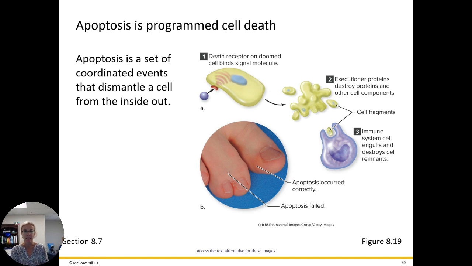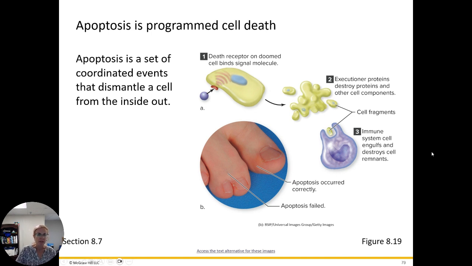So first we have a death receptor on a doomed cell that binds a signal molecule. A cell, because it's programmed, will create a copy of a protein that is a signal molecule that signals to a receptor that it's time for that cell to die. Executioner proteins then will destroy proteins and other cell components, as we're seeing here in picture 2. We're seeing that the cell is being broken down into cell fragments by various digestive proteins.